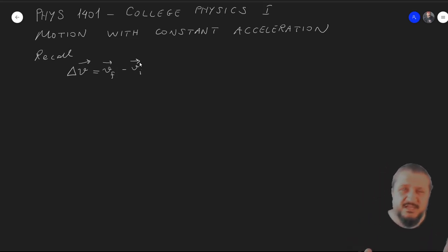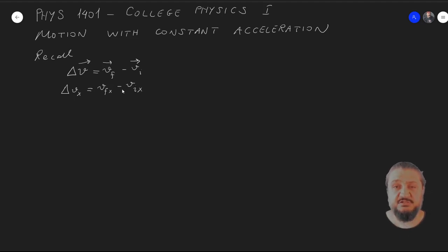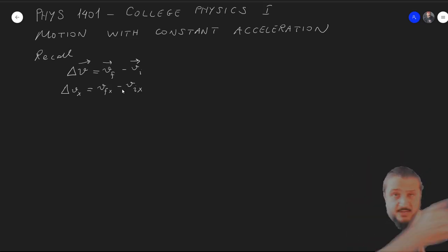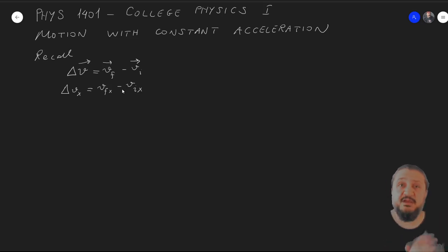Now let's just focus on one dimension, okay? So let's get rid of the other two coordinates and let's just stick with x, for instance. So we're talking about delta Vx. I'm just using the x component, and this is V final x minus V initial x. Okay, x is whatever direction the object is moving. If it's free fall, your x is the vertical direction. If you're driving on a highway, x is that straight road.